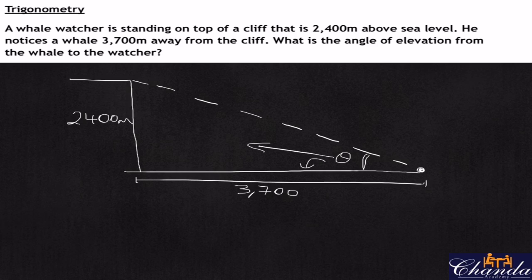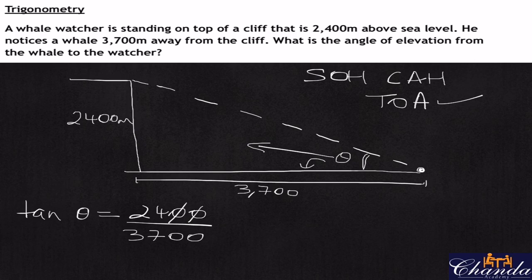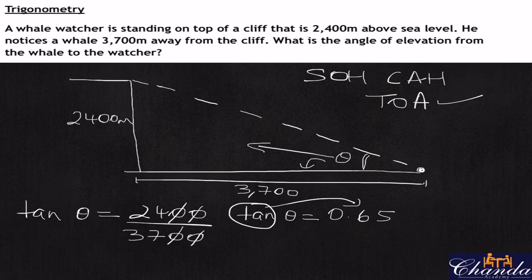So out of the SOH, CAH, and TOA concepts, we know that once again we have to use TOA. So tan of theta is equal to opposite, which is 2,400 meters, over adjacent, which is 3,700 meters. As we know, the zeros will simply get cancelled out. So tan theta is equal to approximately 0.65.